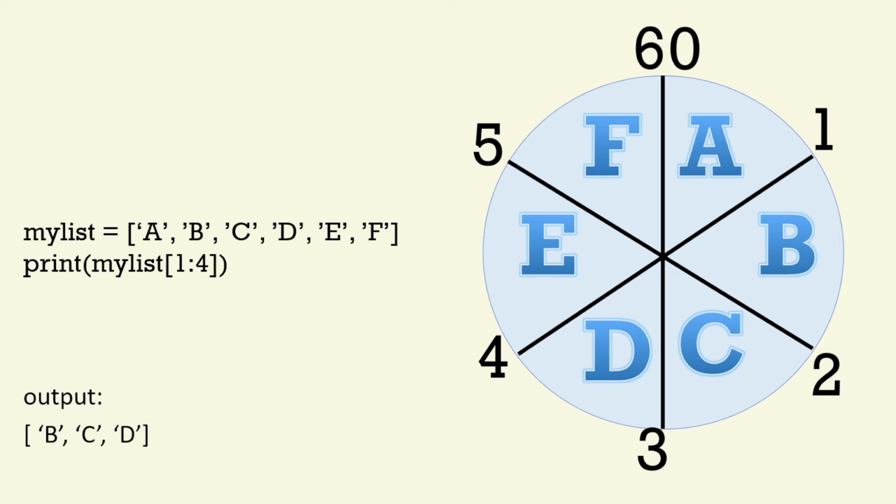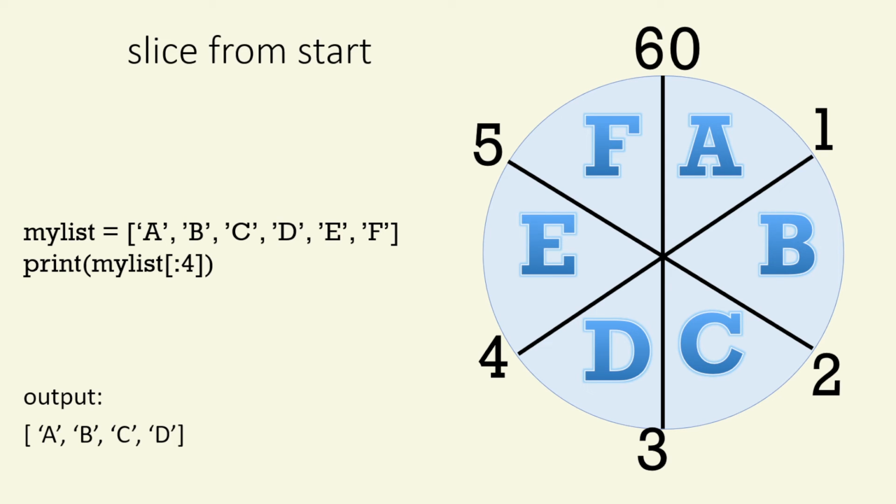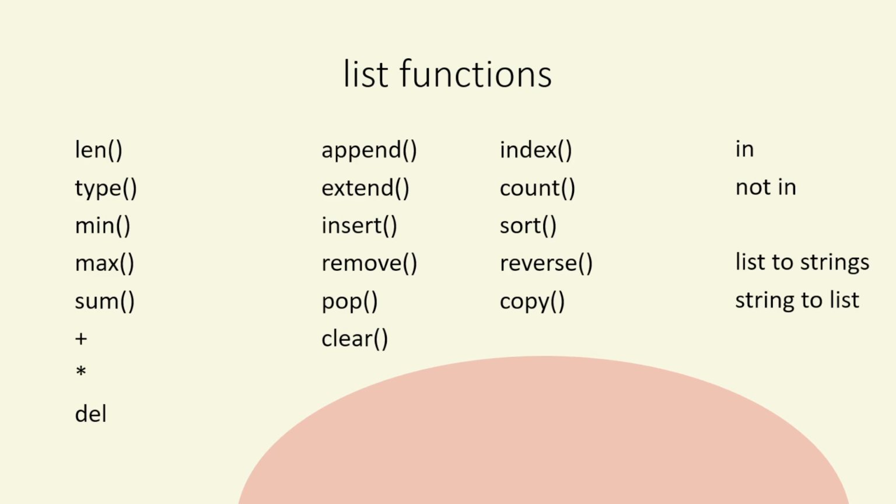Now, if we remove the first number, we slice from the start. So here we're going to slice up to place 4, which you can see clearly is A, B, C and D. We can do the same but slice to the end. So here we start at place 1 and then we go to the end of the list. So we have B, C, D, E and F.